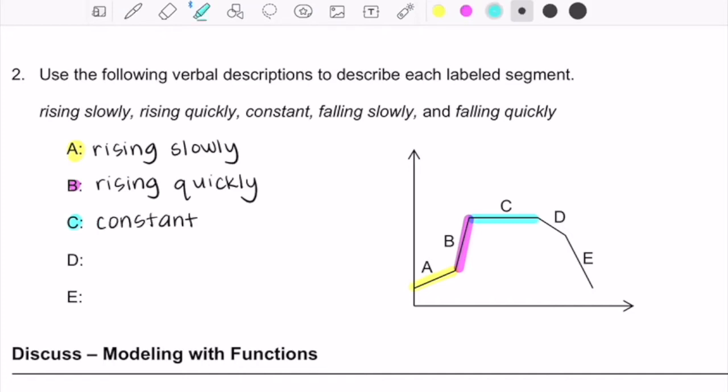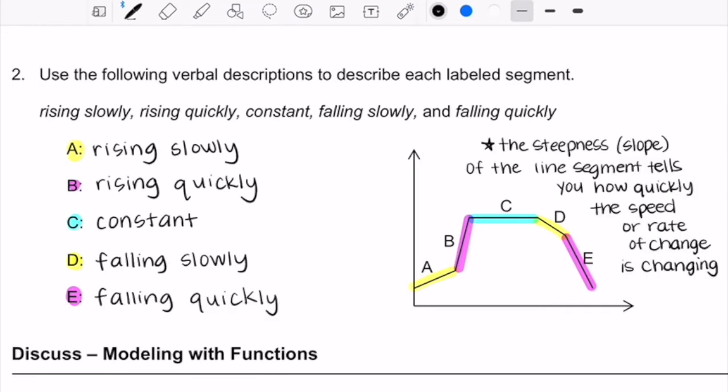And then looking here at the last 2 segments of the graph, at both D and E, the graph is falling. At D, it's falling more slowly, and then at E, it turns, and that line segment appears to be steeper. So we would say that at D, the graph was falling slowly, and at E, the graph was falling quickly. Make a note here that the steepness or slope of the line segment tells you how quickly either the speed or the rate of change, whatever the graph represents, is changing.